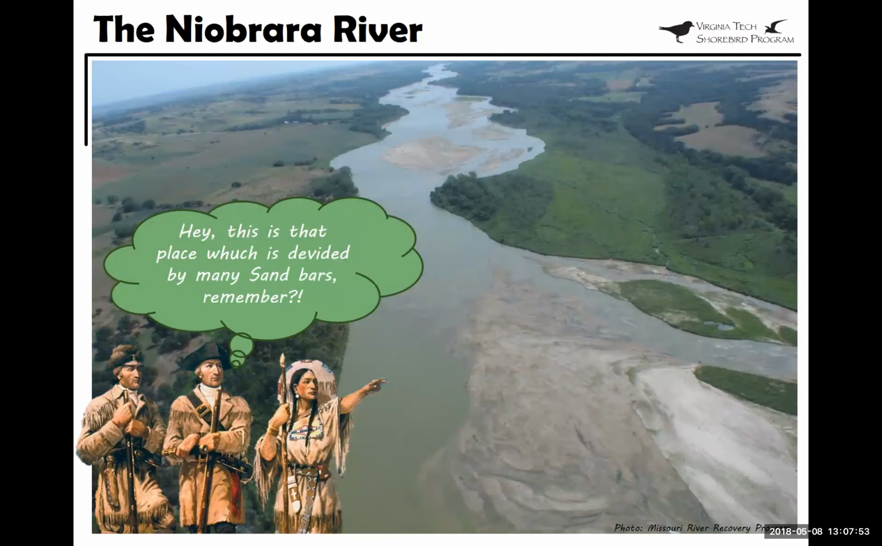The Niobrara remains one of the least modified rivers in the Great Plains and might look somewhat familiar to Lewis and Clark if they saw it today. It has few dams and diversions and retains a relatively uninterrupted flow, which should be conducive to the creation and maintenance of that early successional sandbar habitat.